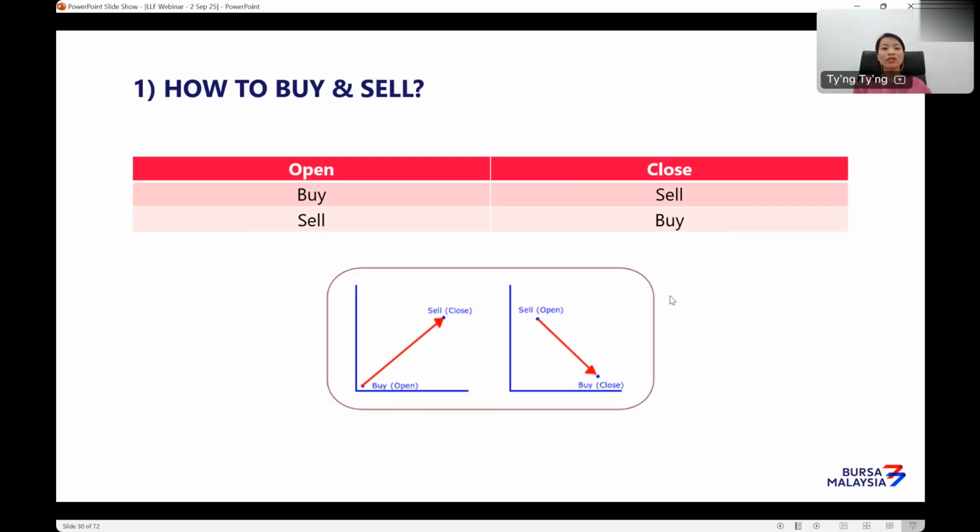So for a futures contract, if you want to sell, you just need to sell directly. You do not need to worry. You do not need to borrow anything. You just execute a sell position. Later, I'm going to show it to you.